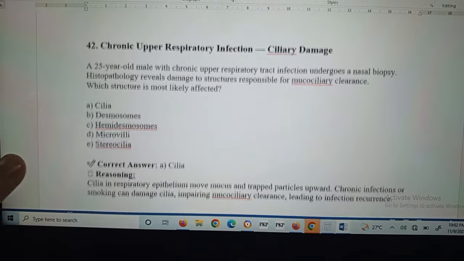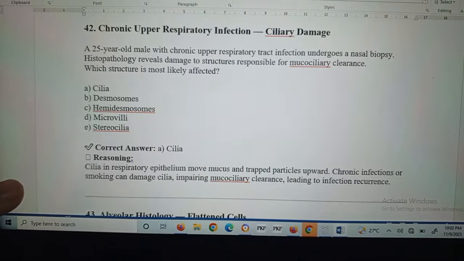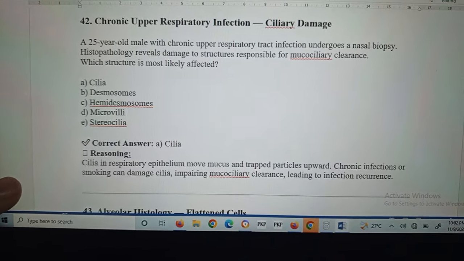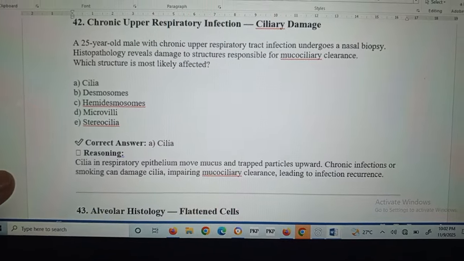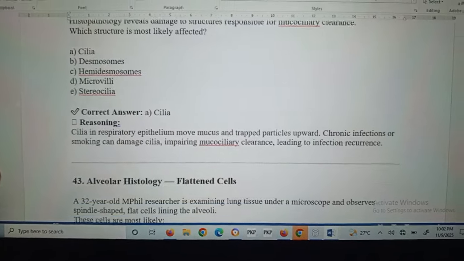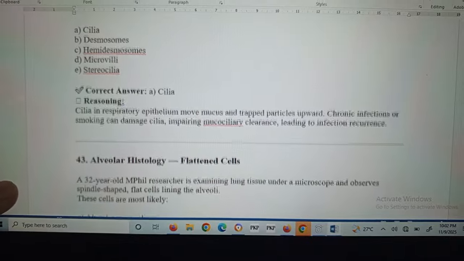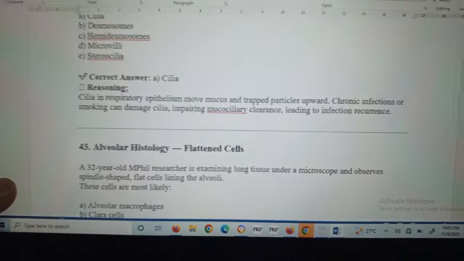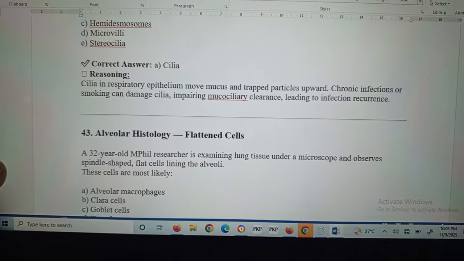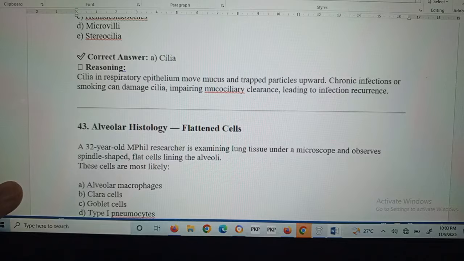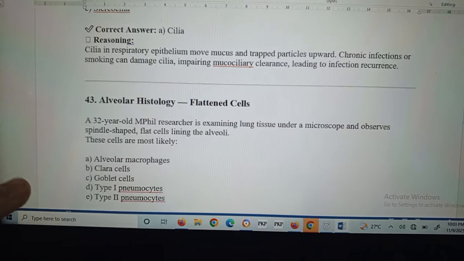Chronic upper respiratory infection, ciliary damage. A 25-year-old male with chronic upper respiratory tract infection undergoes a nasal biopsy. Histopathology reveals damage to structures responsible for mucociliary clearance. Which structures are responsible? Cilia. Cilia in the respiratory epithelium move mucus and trapped particles upward. Chronic infections or smoking can damage cilia, impairing mucociliary clearance, leading to infection recurrence.